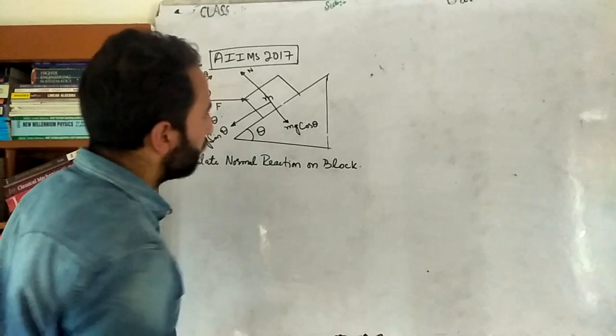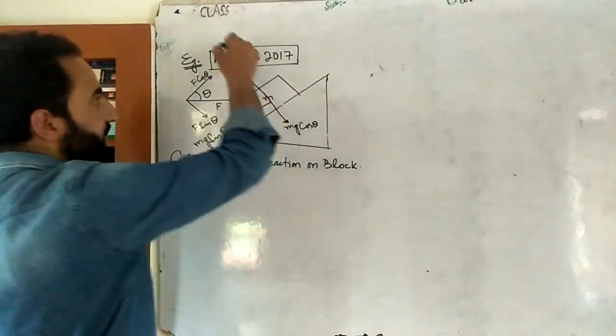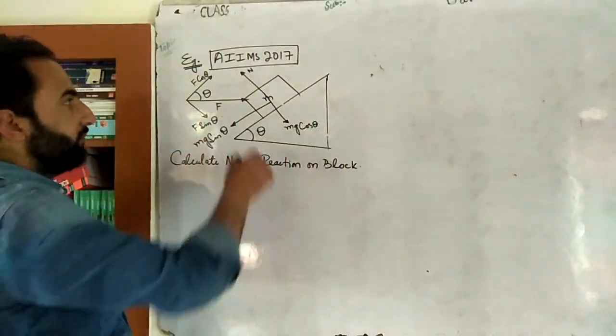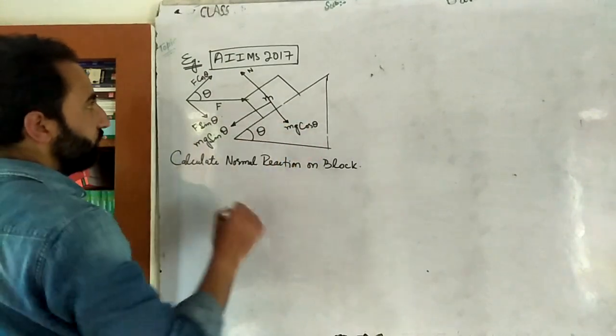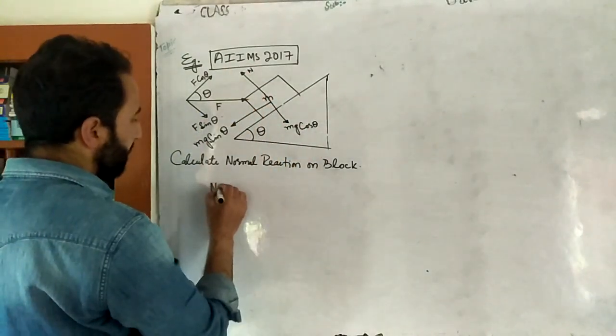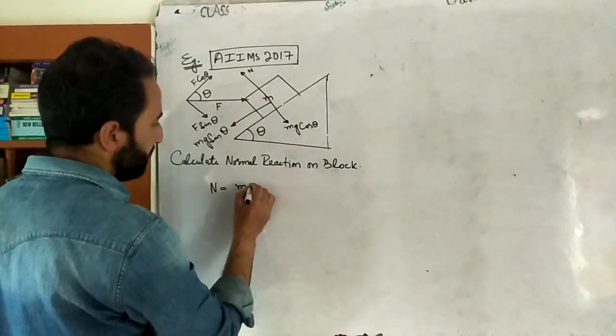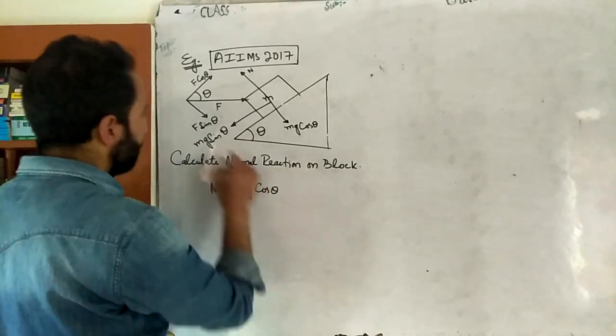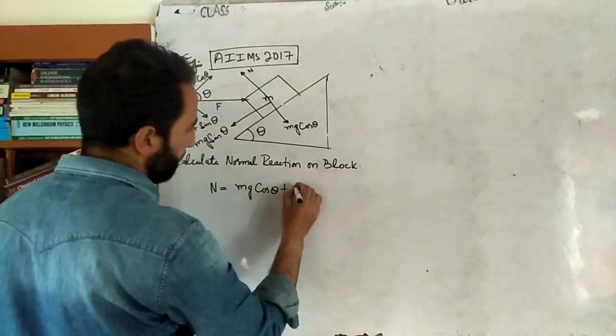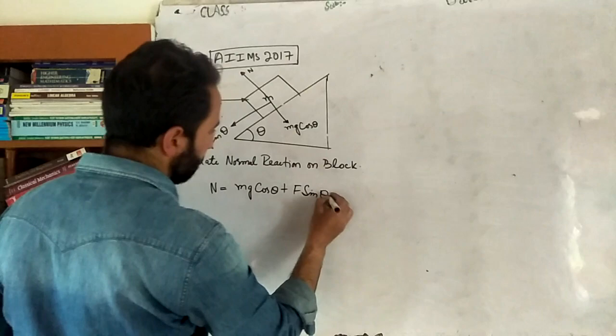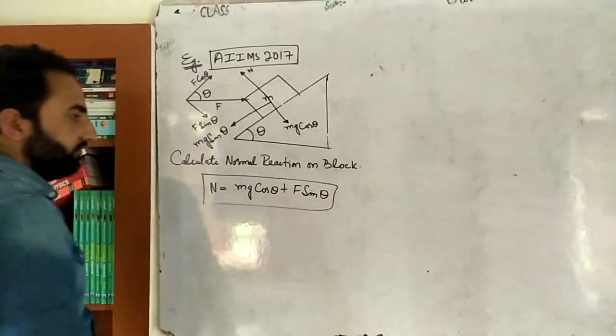Okay. So again, this block will accelerate in this direction. In this direction, acceleration is 0. Means that the upward force is equal to the downward force. So simply this normal reaction N will be equal to this mg cos theta plus this one F sin theta. Simple. So this is the answer.